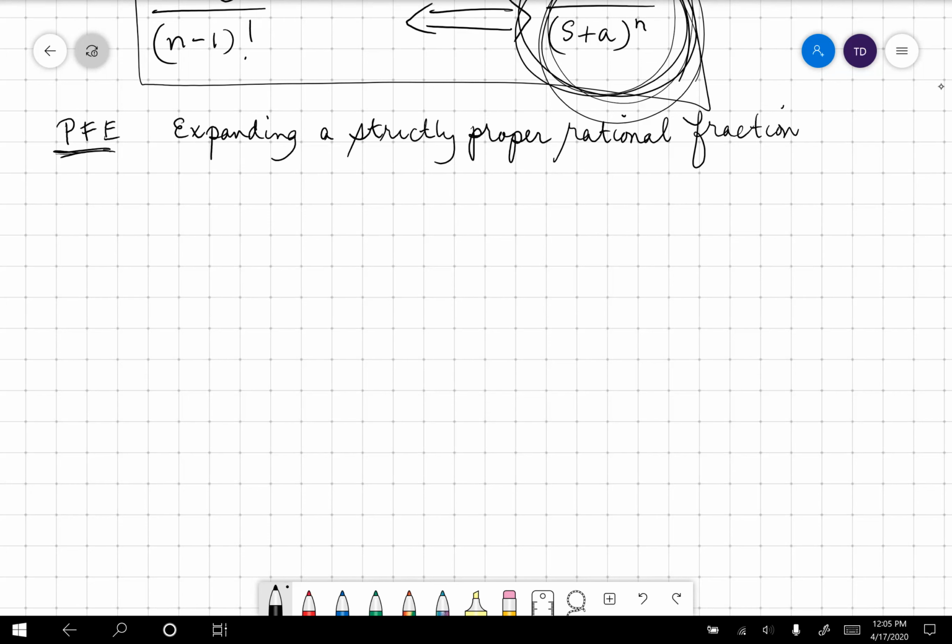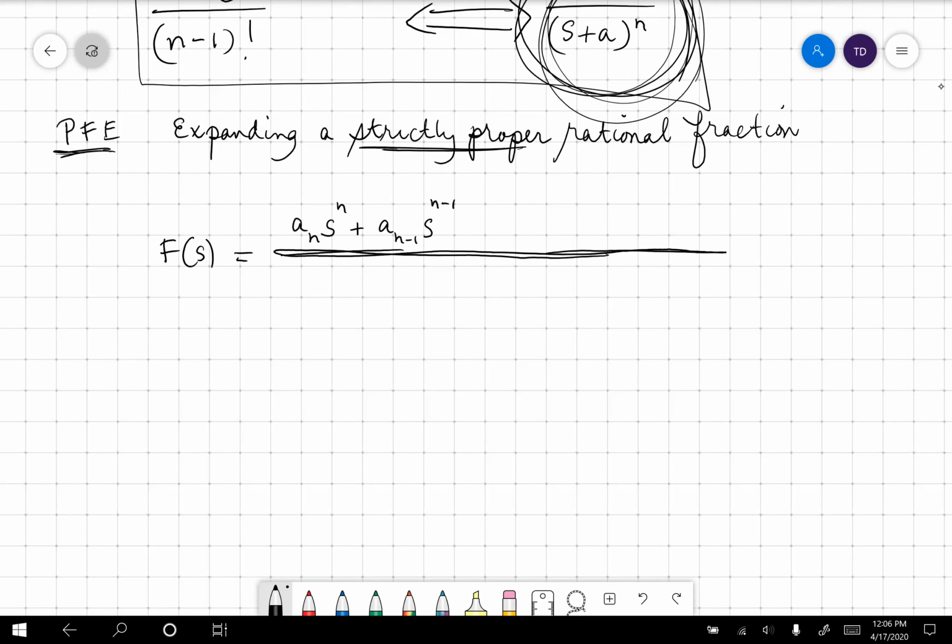What does it mean to be strictly proper? We talked about that. It means the order of the numerator is lower than the order of the denominator. So when we're talking about a proper rational fraction, we're talking about a fraction F of s. First of all, a rational fraction is a fraction of two polynomials. Let's write it like this: a sub n, s to the n power, plus a sub n minus 1, s to the n minus 1 power, plus dot dot dot, plus a1 s plus a0.